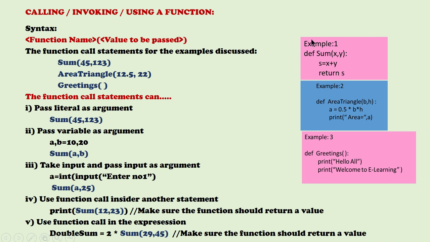12 will be given to x, 23 will be given to y. So 12 plus 23 is 35. So that value will be returned. Okay, so 35 will be returned. The complete statement will be substituted with the value 35 and 35 will be printed. So here the point is you can use the function call inside another statement. This is also totally legal.